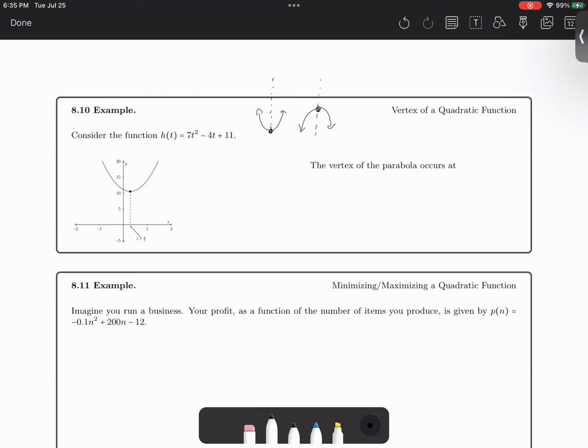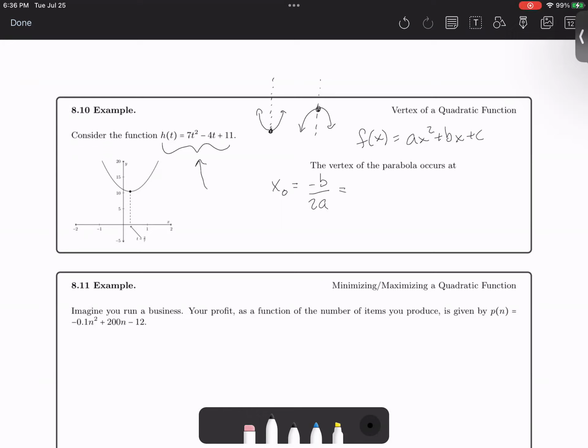So let's find the vertex of this quadratic function, or rather the vertex of the parabola that is the graph of that quadratic function. So our equation for the x-coordinate of the vertex is minus b over 2a, where your function is of the form ax squared plus bx plus c.